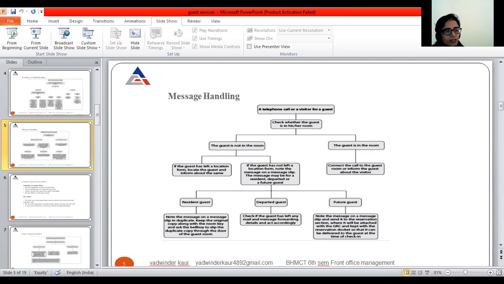If we have the location form with us, then we have to inform about the same. If the guest is not in the room and we don't have any location form, then we have to note down the message in the message slip, and after the guest comes to your hotel, we have to present that message, right? If the guest is a future booking, suppose he is coming to your hotel in the future, then at the time of check-in, we have to give it to the guest, right? So I hope students will understand this slide. Shall we move to the next slide?